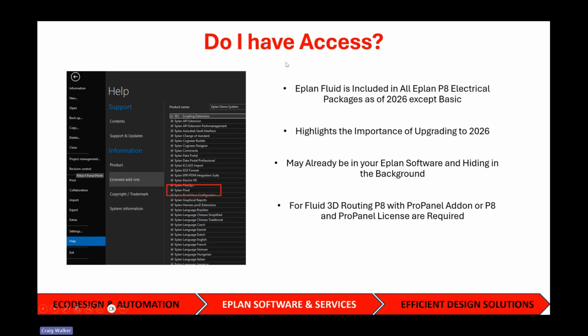And to be able to check if you have access, Eplan Fluid is now included in all Eplan P8 electrical packages as of 2026, except I believe not in the basic package. It highlights the importance of upgrading your packages to 2026 to make sure you get access to it. And you may already have it in your Eplan software and it's hiding in the background, and you may have seen little elements of it, but didn't even know you could utilize it. So where you'll find it is if you go under Help within your Eplan and look under your license add-ons, you'll actually see it listed there as Eplan Fluid.